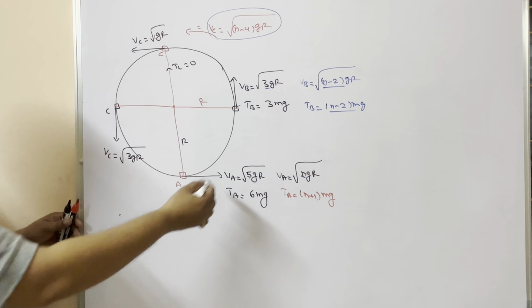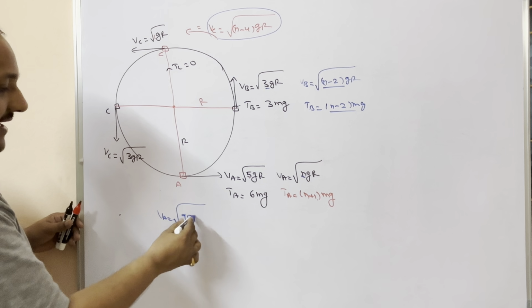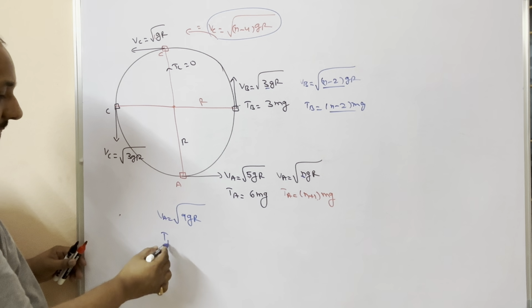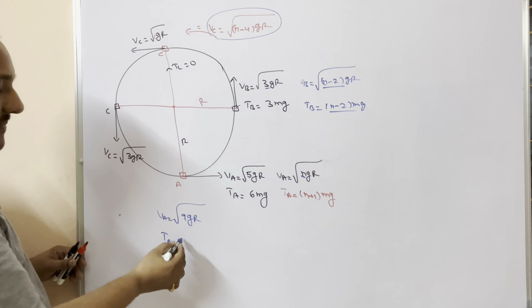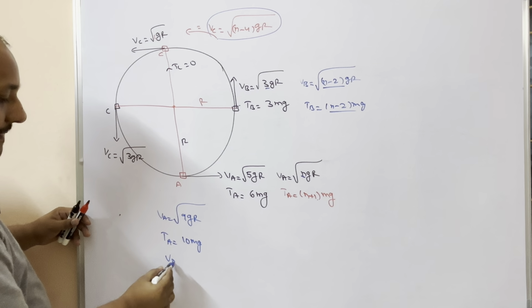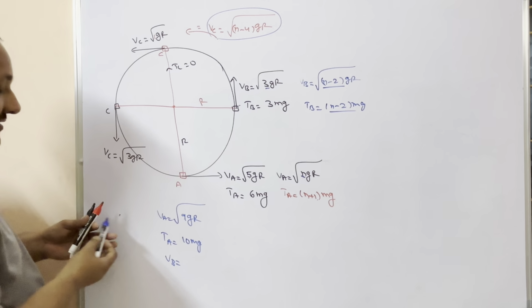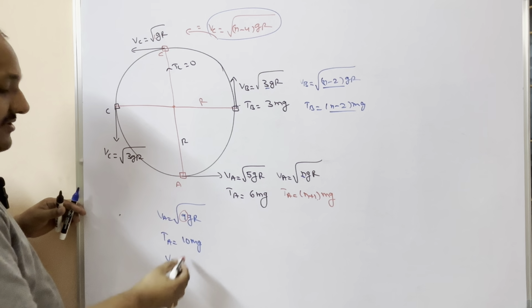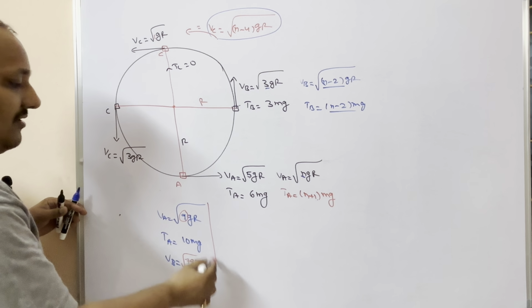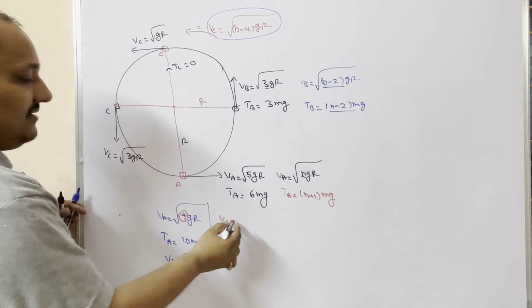Now we will see just one simple example. Velocity at A is going to be root 9gr, they gave the velocity at A at the bottommost point. Then what is the tension at A? TA is going to be 9 plus 1, 10 mg. Now what is the velocity at B? It is n minus 2. What is the n value here? 9. So 9 minus 2, that is going to be 7gr under root. Now what is the velocity at C? N minus 4. Here n is 9, therefore 9 minus 4.